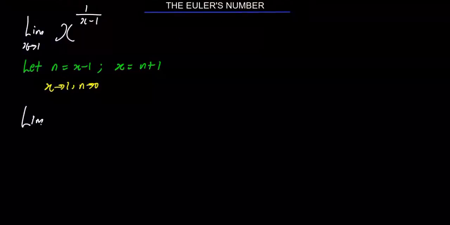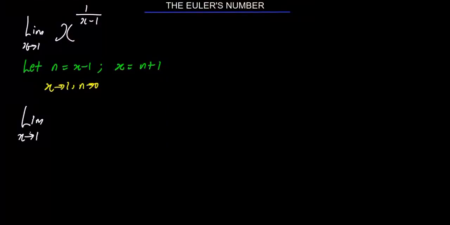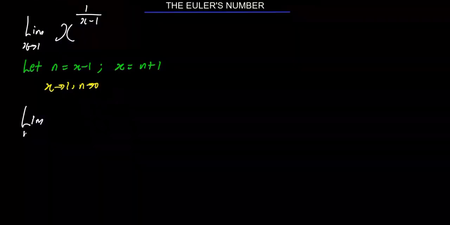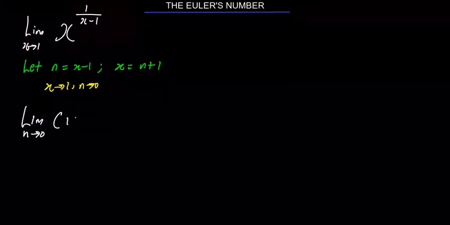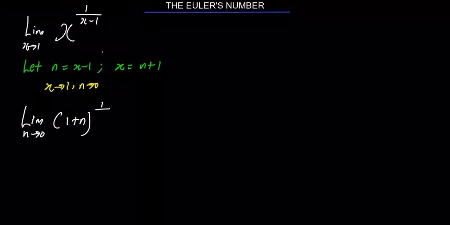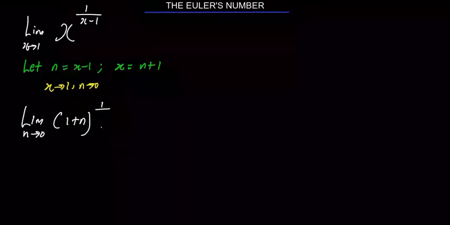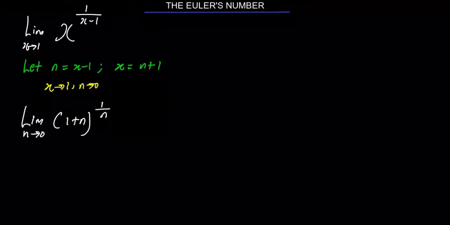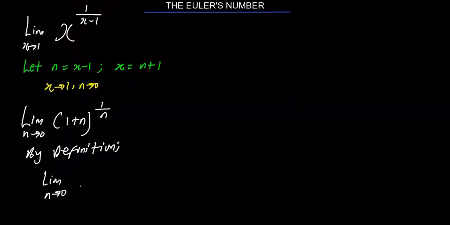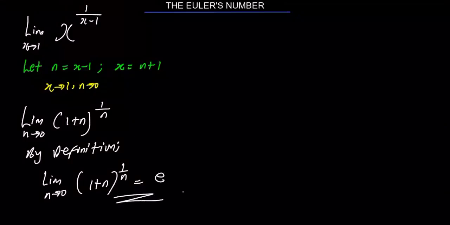So I have the limit as x tends to, no, I'm not using x again, I'm using n. So as n tends to 0, what is x now? x is the same thing as n plus 1, or 1 plus n, then 1 over x minus 1, which is 1 over n. Did you see how we are solving this? So by definition, the limit as n tends to 0 of (1 plus n) raised to the power 1 over n, this we call e. And that's the final answer. So it's very, very simple.